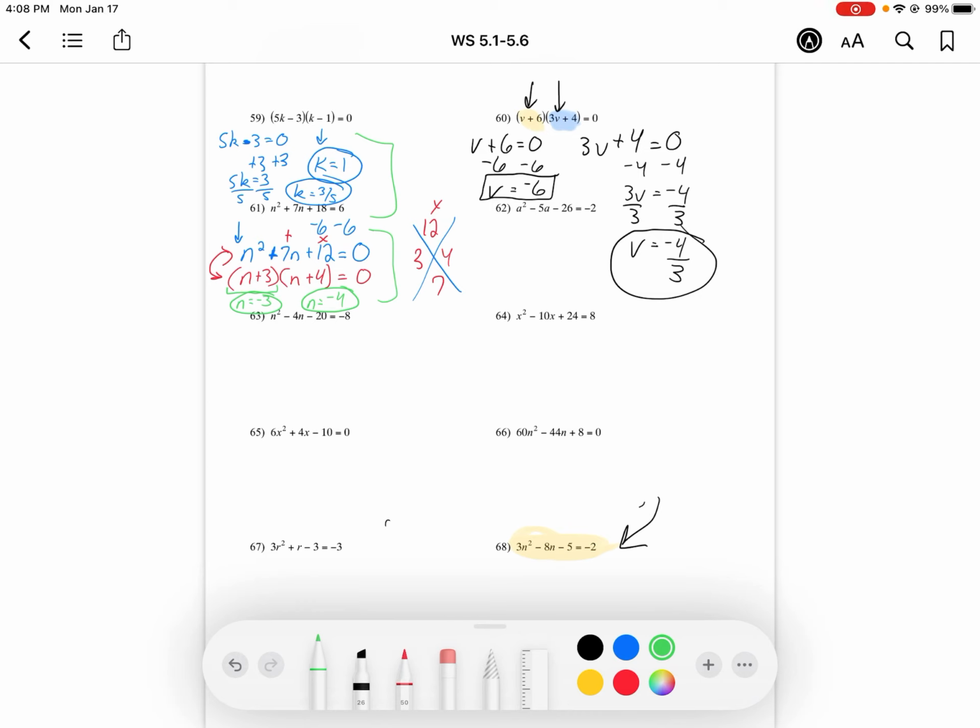I'm going to skip down to number 65. 65 is nice because it's set equal to 0 already, but remember, we got a number in front of the x squared. Always try to factor it out. I can't take a 6 out of everything, but I can take a 2 out of everything. 3x squared plus 2x minus 5 equals 0.